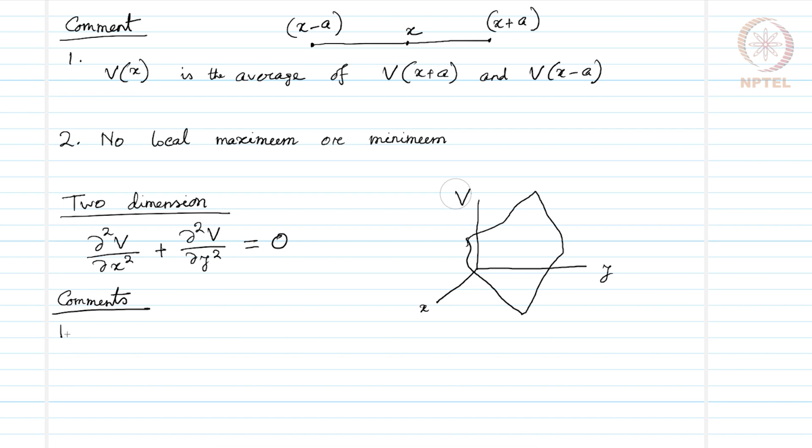The value of the potential at any point is the average of those around that point. Value of V is the average from the nearby points. And the other comment that we can make is it has no local maximum or minimum.